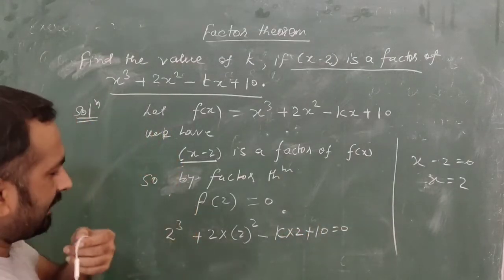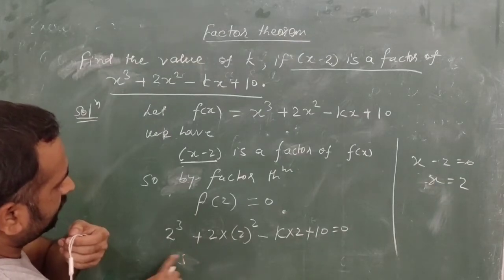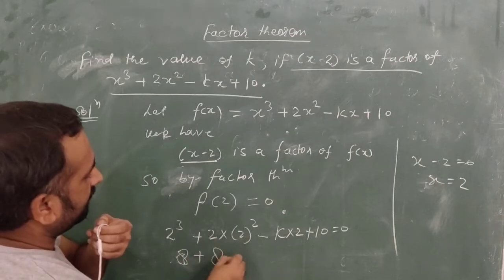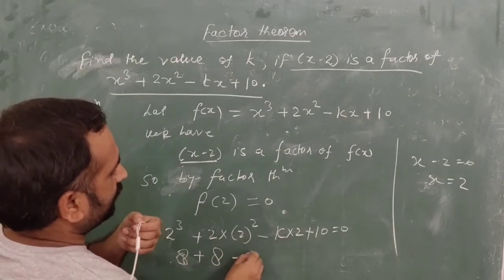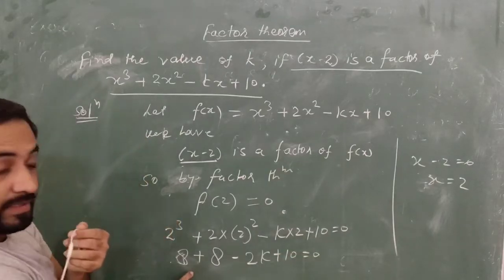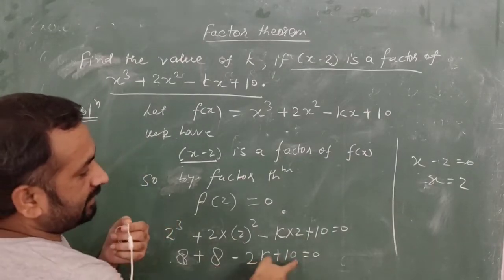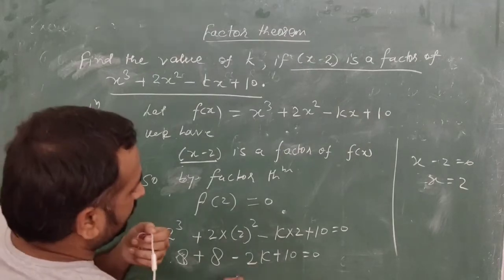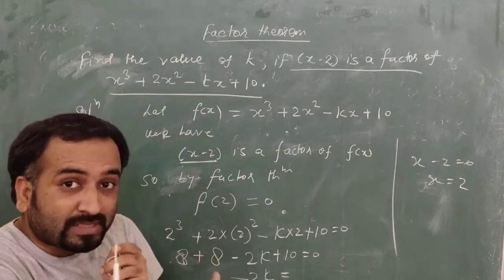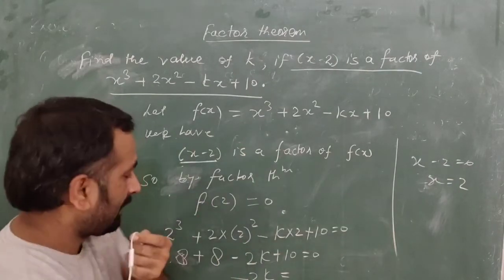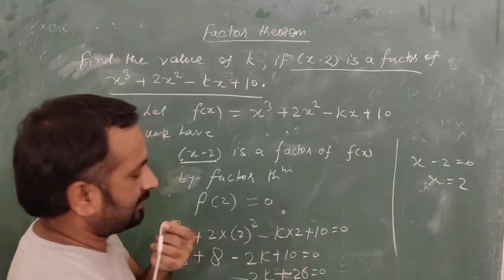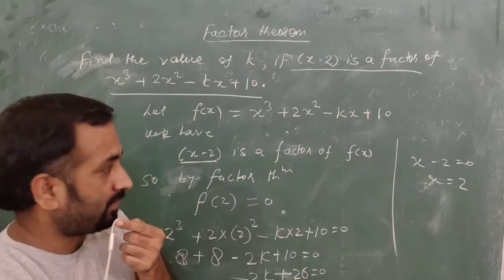So 2 to the power 3 is 8, plus 2 into 4 is 8, minus 2 into k, this is 2k, plus 10 is equal to 0. So students, 8 plus 8 is 16, 16 plus 10 is 26. So we have minus 2k plus 26 is equal to 0. Is it clear? All of you are watching it?